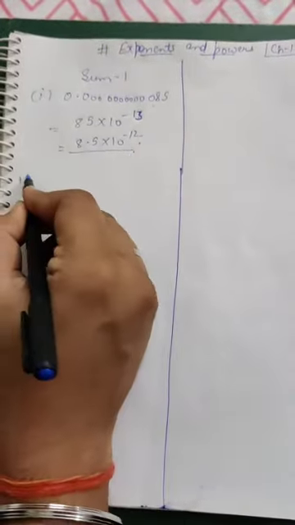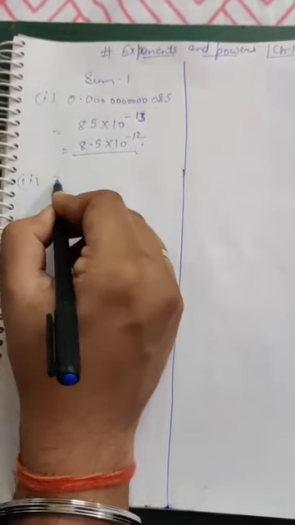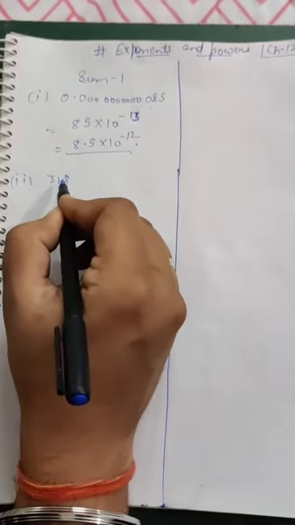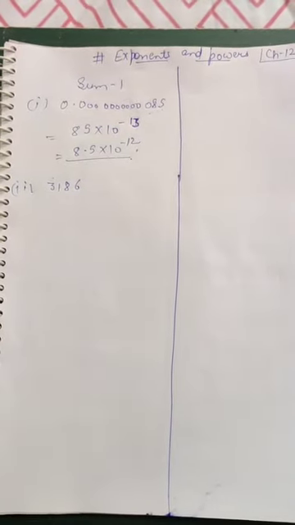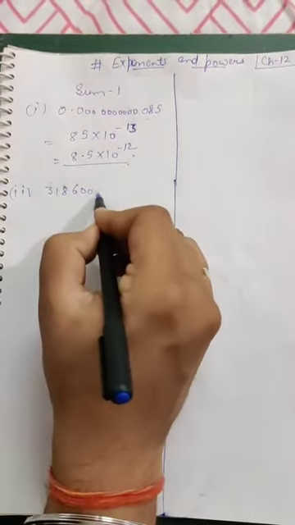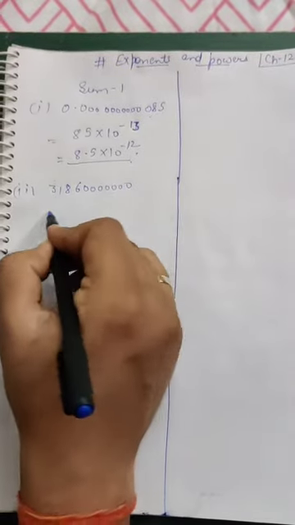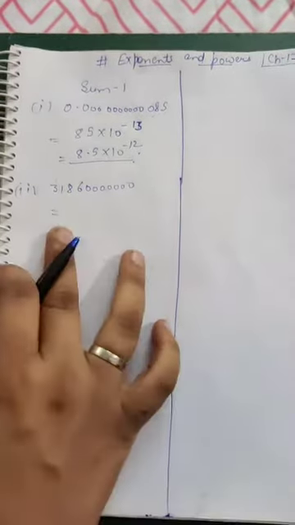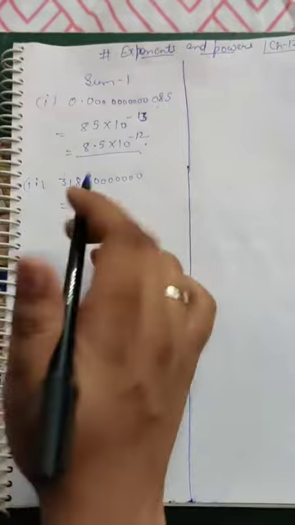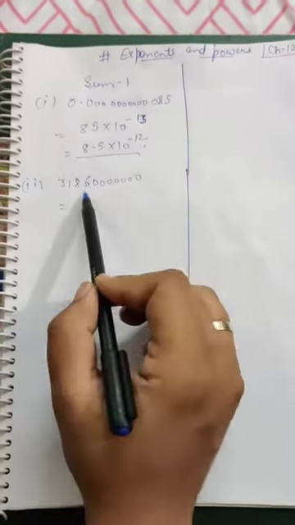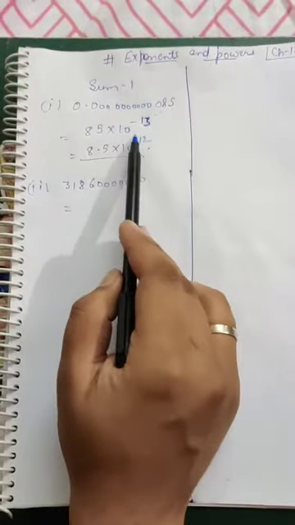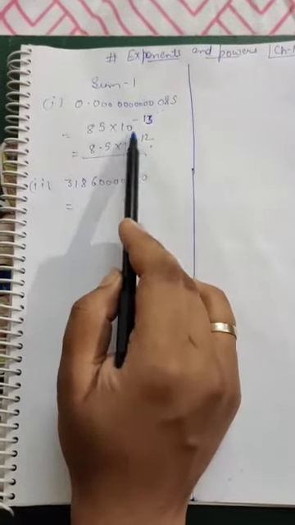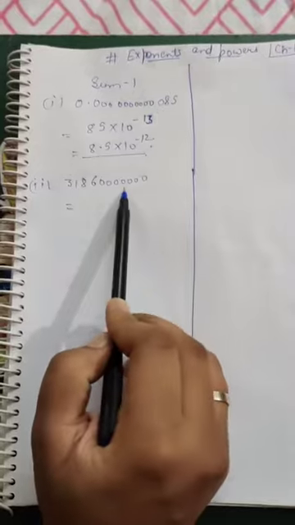Now one more question in this. 3186 and 1, 2, 3, 4, 5, 6, 7 zeros are there. Now what is the difference in both these questions? Here it is given in decimal form, and here it is not given in decimal form. When it is given in decimal form, we have to take the exponent of 10 as negative, and in this case we have to take the exponent of 10 as positive.